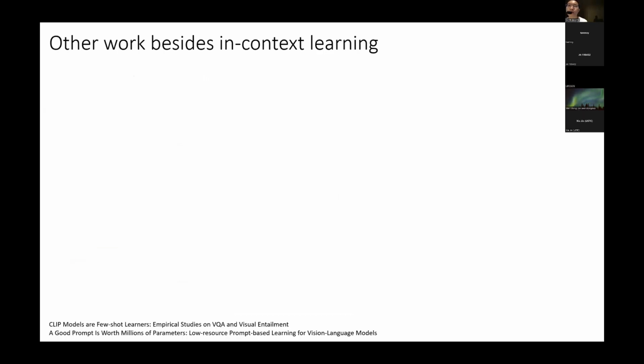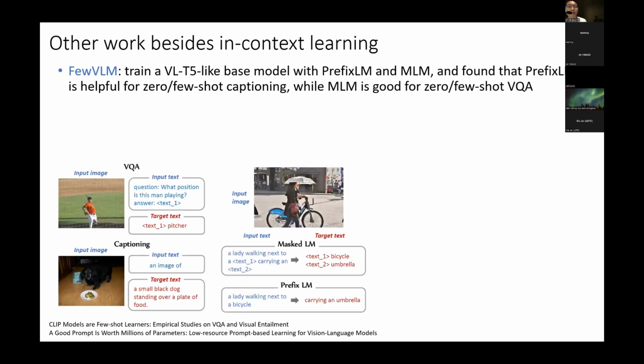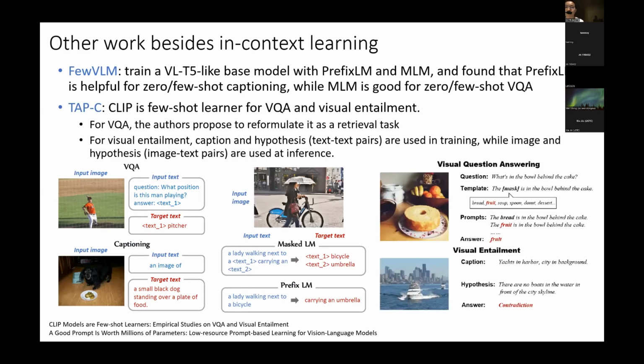There are also some other works besides in-context learning if you want to do few-shot. One model is called Frozen VLM, where they train a small VL-T5-like model with prefix LM and MLM. And then they found the prefix LM is very helpful for zero-shot and few-shot captioning, while MLM is better for zero and few-shot VQA.